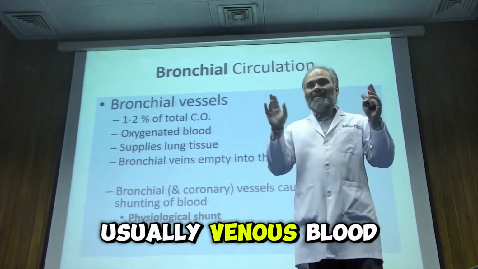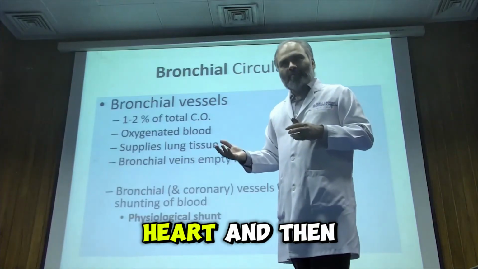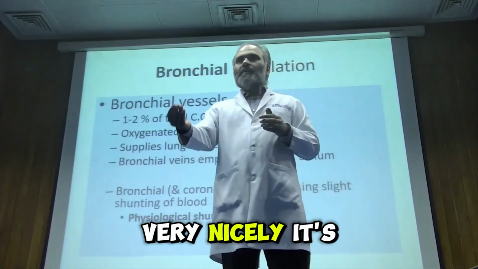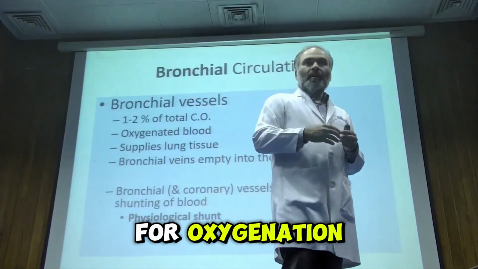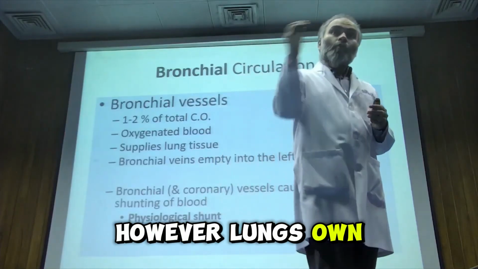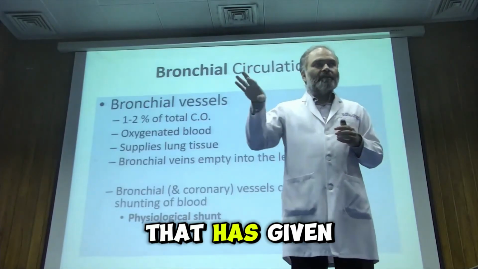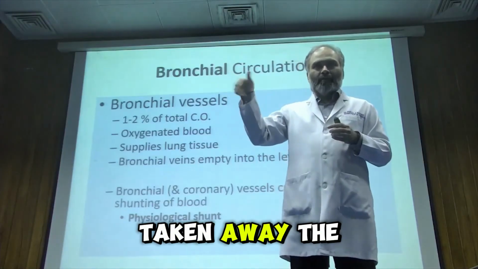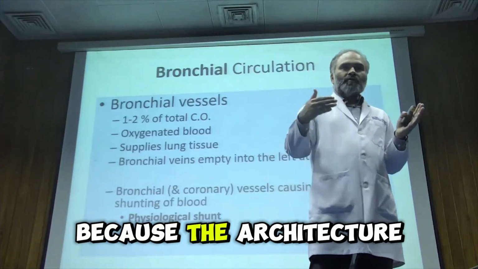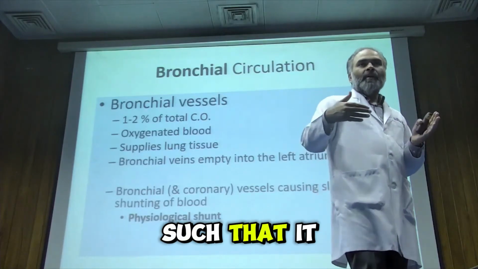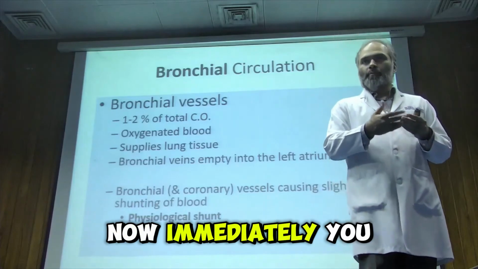Usually, venous blood is received where? In the right side of the heart. And then very nicely, it's guided to the lung for oxygenation. However, the lungs' own blood, the blood that has given it nourishment and taken away the carbon dioxide, where would it go? Because of the way the architecture is arranged, it goes to the left side of the heart. Now, immediately you should frown.